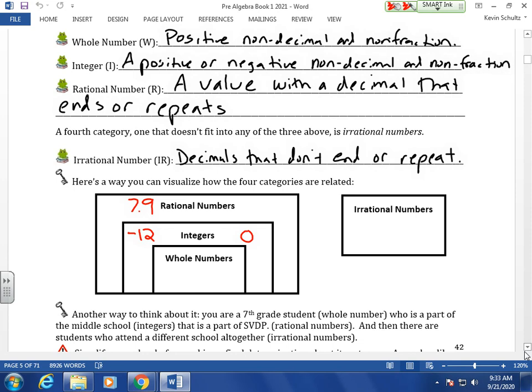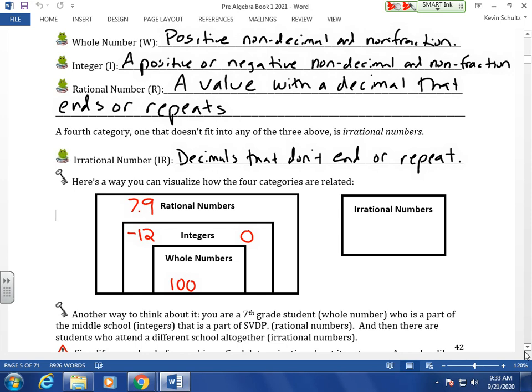How about 100? Is 100 a whole number? Yes, it's a positive non-decimal. Because it's whole, it's also an integer, a positive non-decimal. And because it's an integer, it's also rational, a decimal that ends or repeats. So 100 goes all the way in the middle here. Okay? It's a whole, it's an integer, and it's rational.